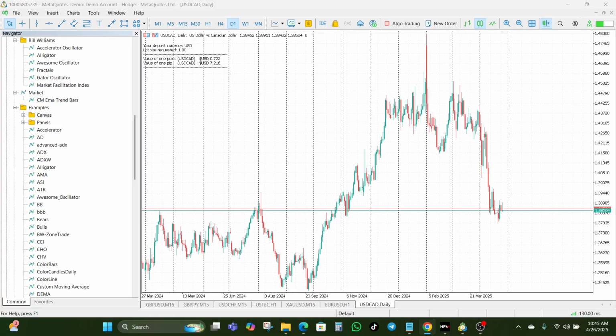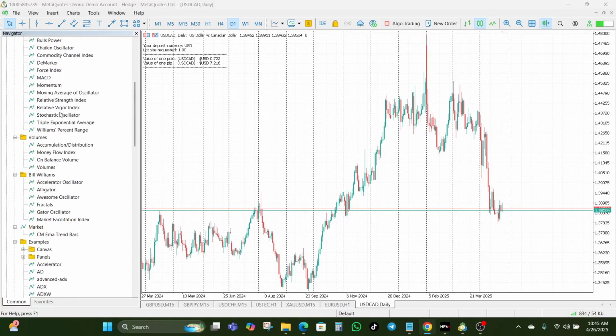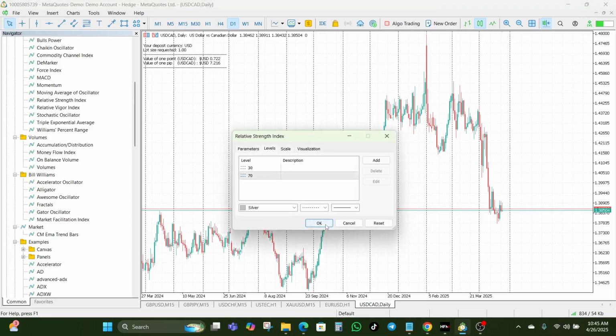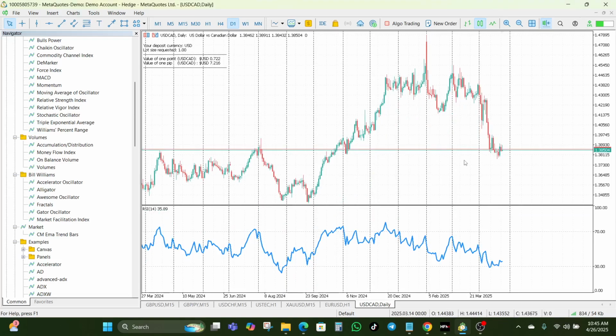Now, one reason traders love the RSI is because it mirrors price action so closely. In case you've forgotten what the RSI looks like, this is what it looks like. When price peaks, the RSI peaks. When price troughs, the RSI follows right behind. So this tight relationship between price and RSI is what makes it so reliable.